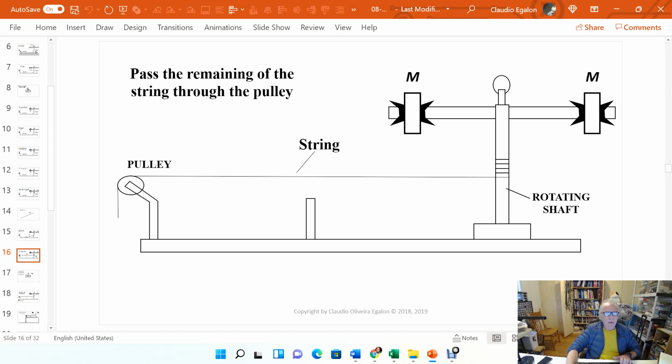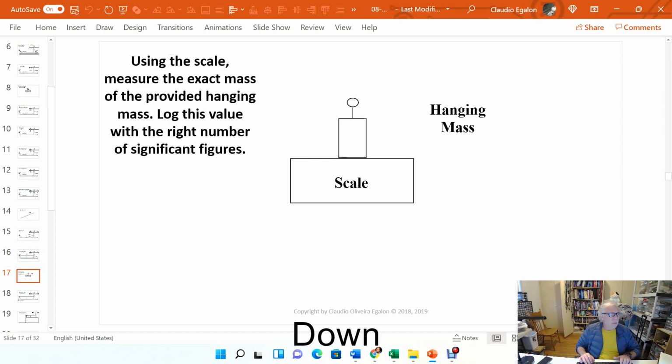would be great. So what's happening here? What else we have to do? Let me show you what else we have to do. This string here is applying a torque to this shaft. That's what's happening. It's going to apply a torque to the shaft. How is it going to apply the torque to the shaft? We're going to apply the torque to the shaft by hanging a mass there at the end of the string.